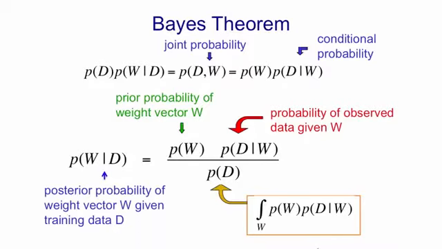Because that P of D has integrated over all possible values of W, it's not affected by picking a particular value of W on the left-hand side. So when we're looking for the best value of W, for example, we can ignore P of D. It doesn't depend on W. The other two terms on the right-hand side, however, do depend on W.